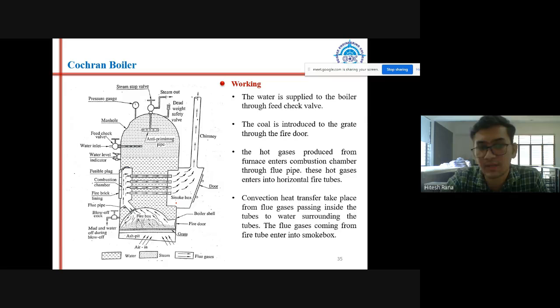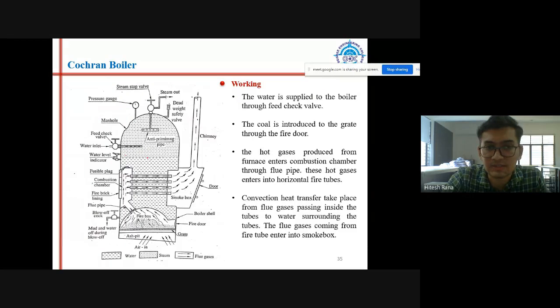Now what is happening? We have generated the steam, but what amount of steam is generated, that we don't know right now. Okay. So to get the idea about what the pressure is inside, there are some mountings and accessories attached to the boiler. So to know the pressure inside the boiler, a pressure gauge is attached.